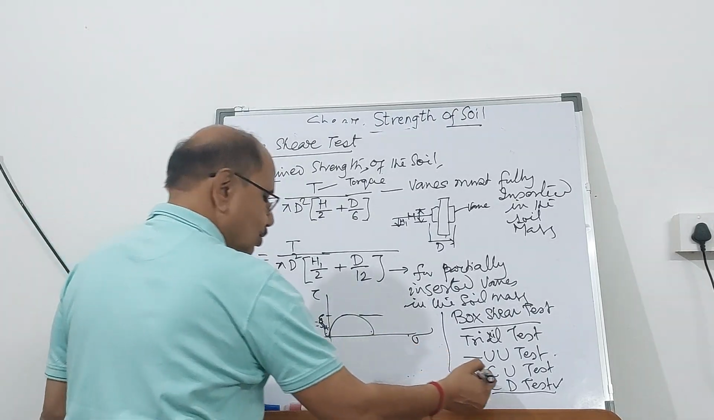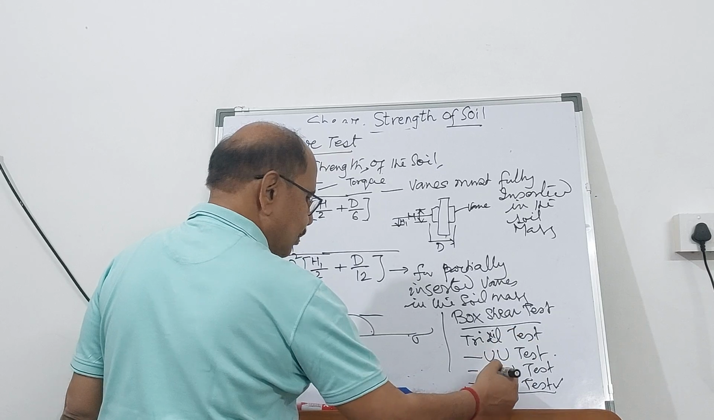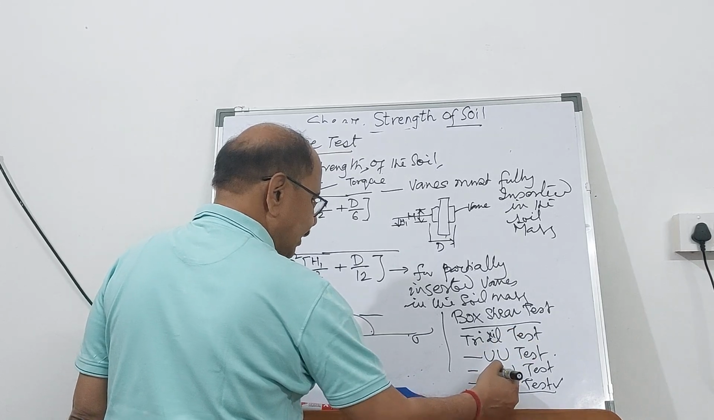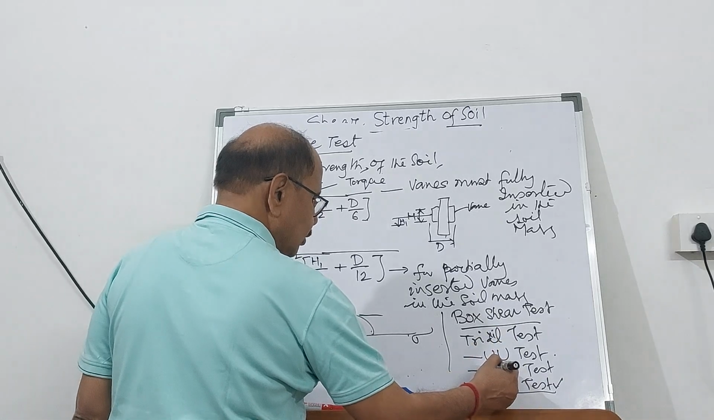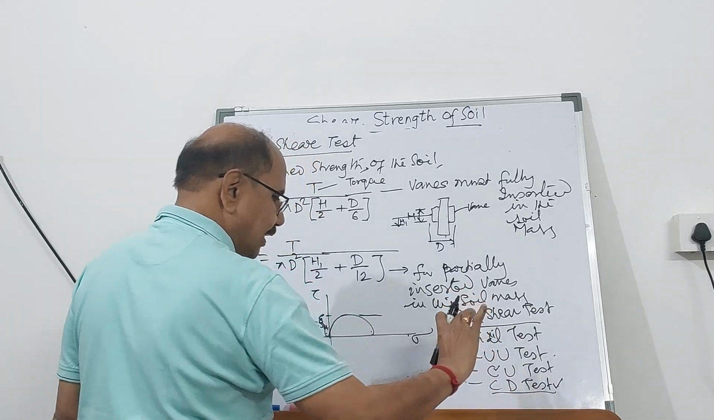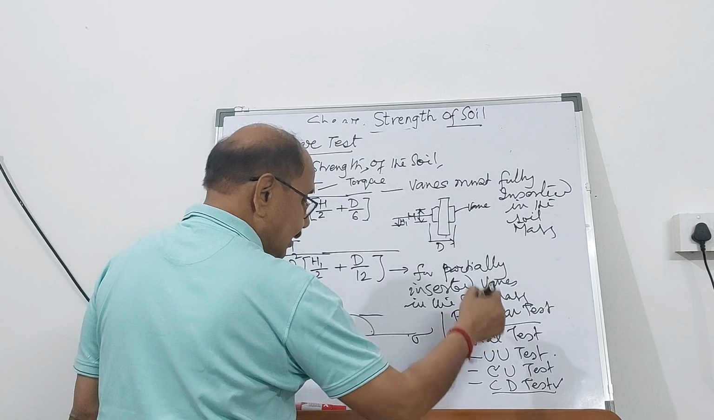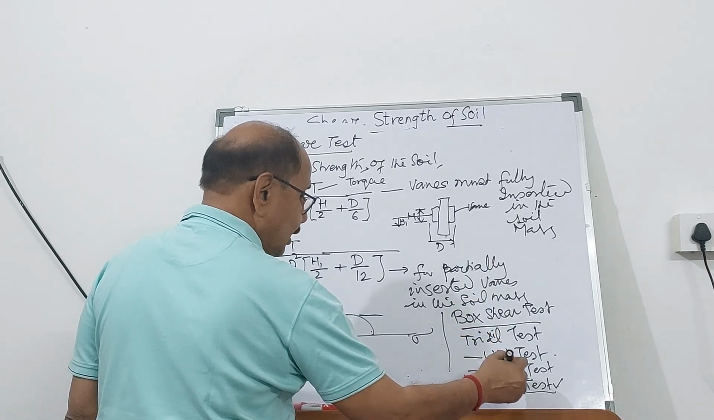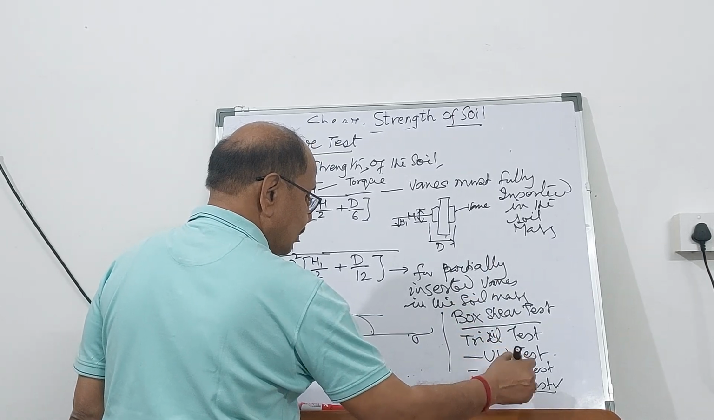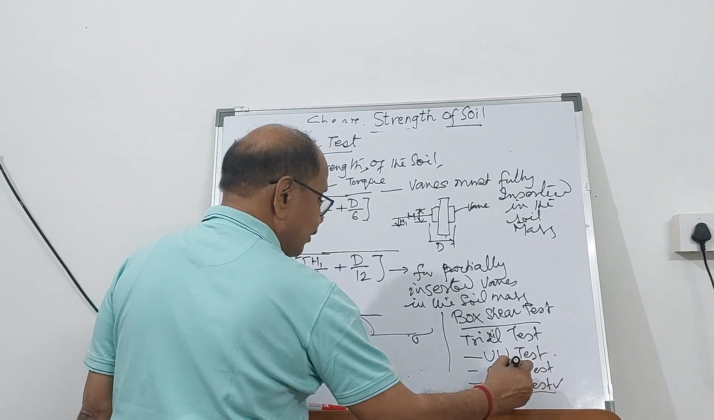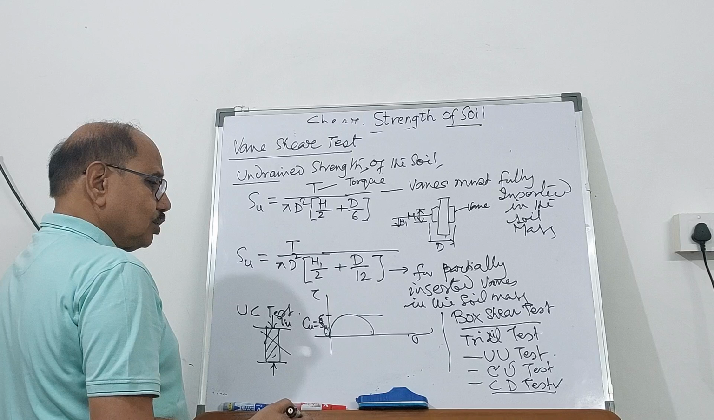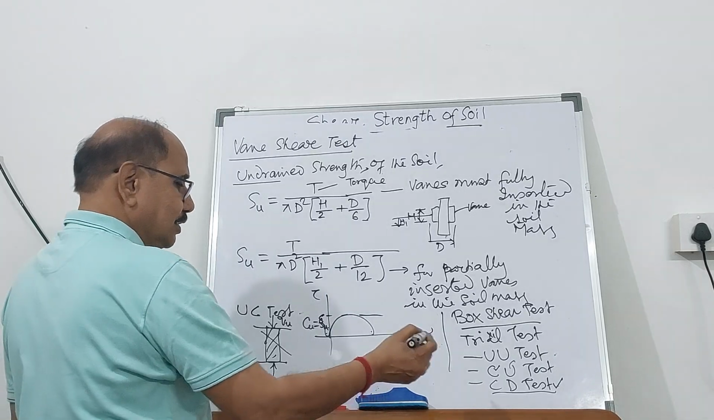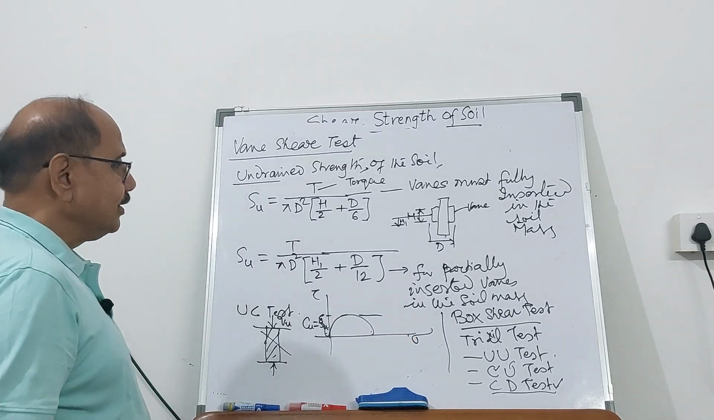This is consolidated. So when you apply the confining pressure or the cell pressure over the sample, you allow the pore water pressure to dissipate and therefore the sample gets consolidated. And while shearing, you don't allow the pore water pressure to dissipate. Therefore, in stage 2, it remains undrained. So that is the CU test, and the CD test is the consolidated drained test.